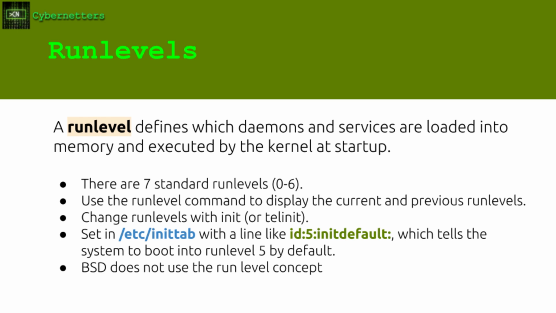Now let's talk about run levels, which is an older concept from the System V init days, where each run level defines which services and daemons are active. For instance, run level 3 might have a multi-user console, while run level 5 usually means a graphical environment. There are 7 standard run levels, 0 to 6. You can use the runlevel command to see which one you're in, and then init or telinit with a run level to switch. In older systems, the default run level is set in /etc/inittab with a line like id:5:initdefault:, which boots the system straight into level 5.